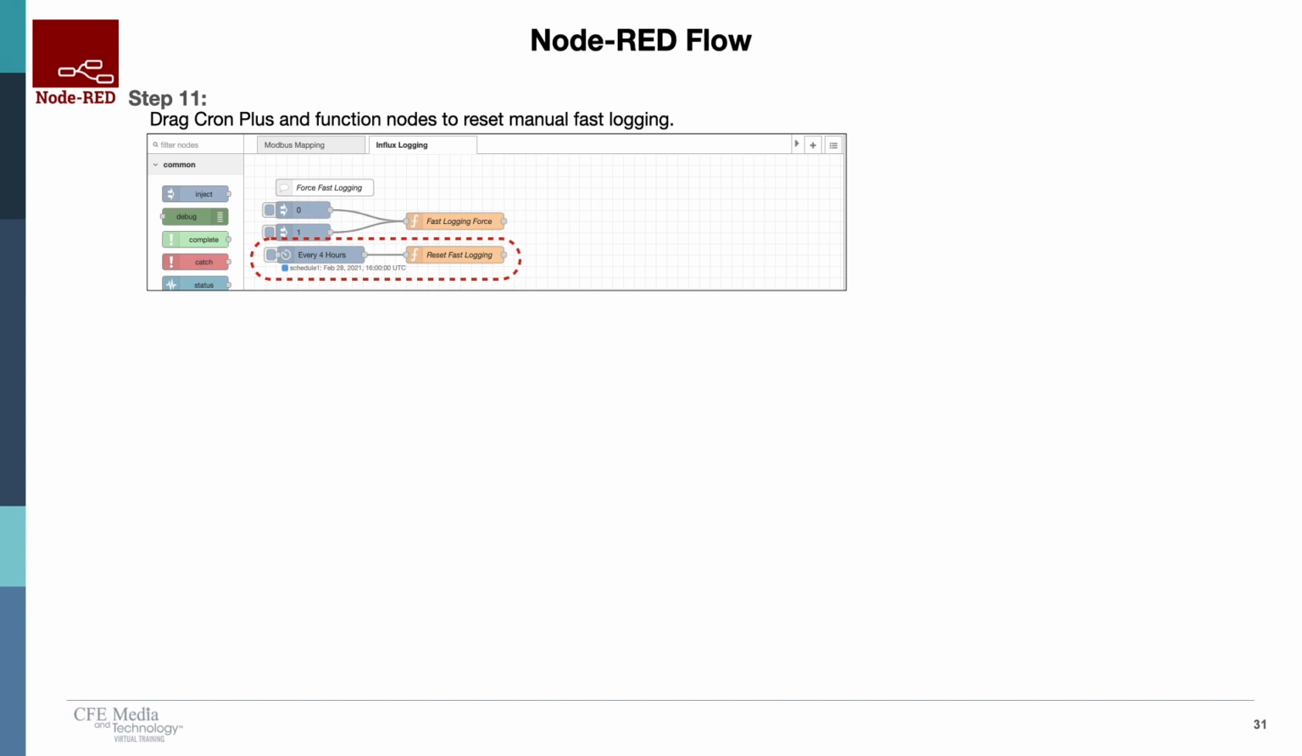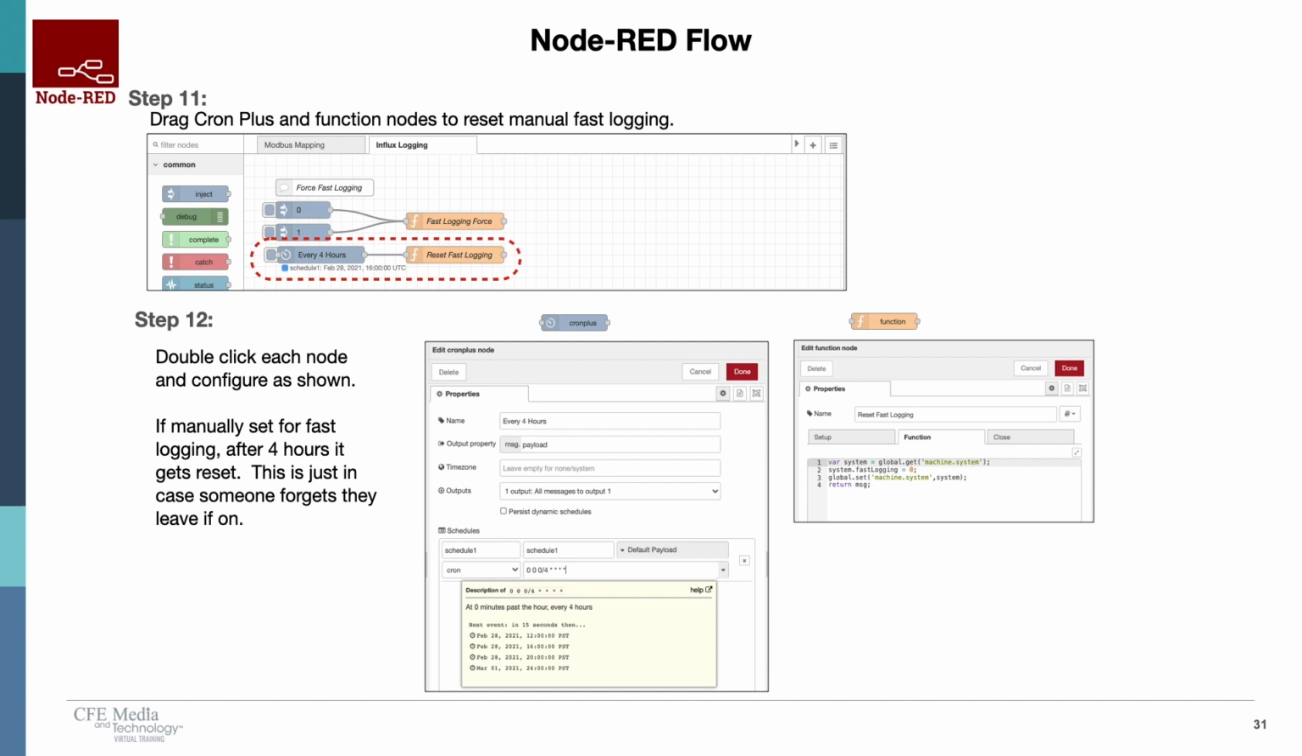Here we can add a reset. So if you force it into the fast logging, and let's say you forget and you go home for the day, after 4 hours it's going to revert back to the slow logging. And so we can use this cron node. Cron is a service that runs within Linux, and basically we can dictate when we want this to trigger. We're going to trigger it every 4 hours, and it's going to just reset that fast logging back to 0 when that triggers.